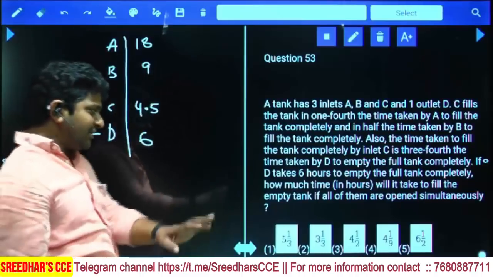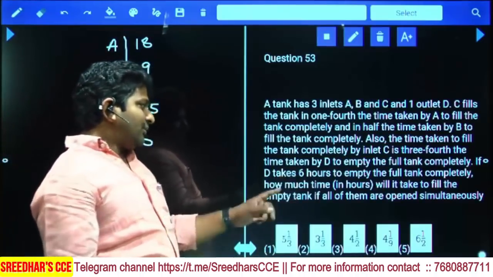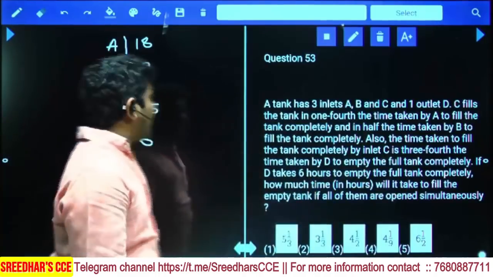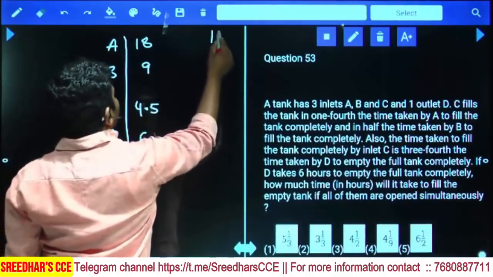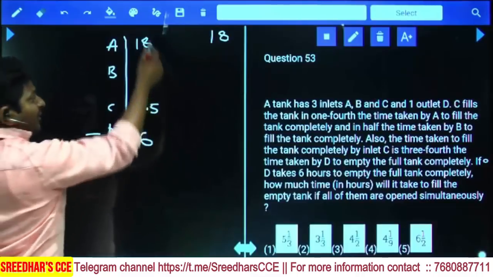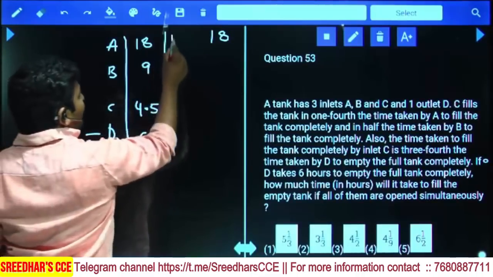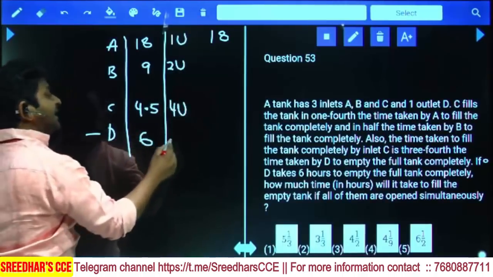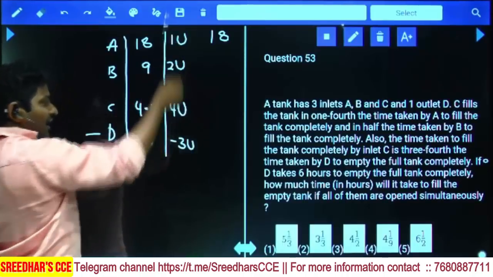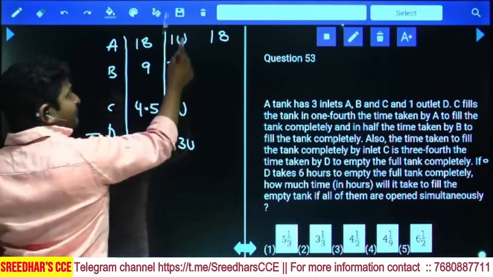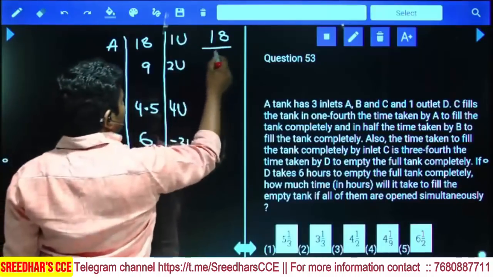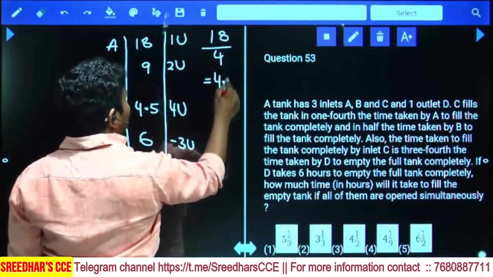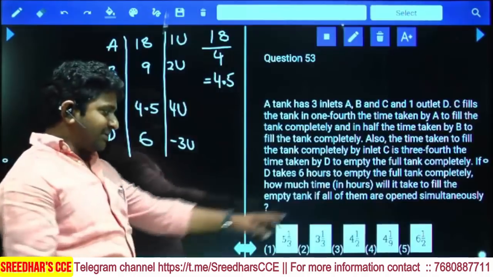Now we have complete data. What is your question? How much time will it take to fill the empty tank if all of them are open? All are open. Okay, now let us take the LCM of all these numbers, which is 18. So A can fill 1 unit, B can fill 2 units, C can fill 4 units, D can empty 3 units. If all 4 taps A, B, C, D are used, plus 3 minus 3 cancel and you still have 4 units. Time taken to fill the tank is 18 by 4, which is 4.5 hours. 4.5 hours, third option is the answer.